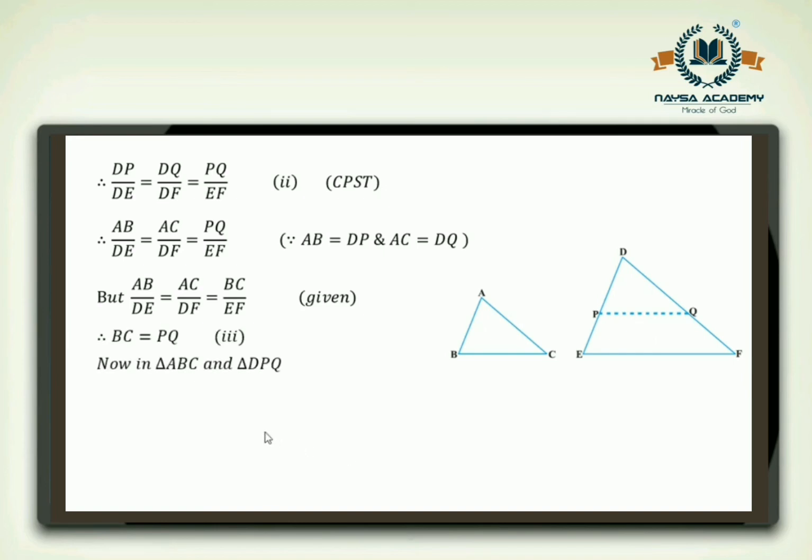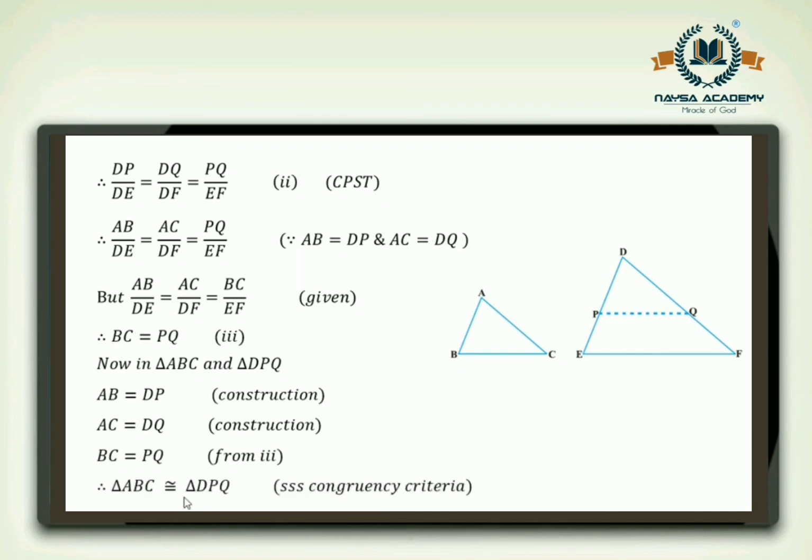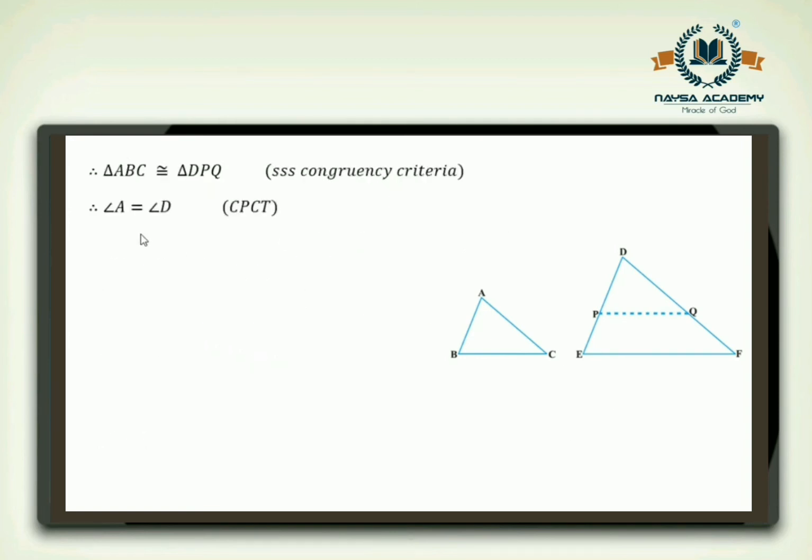Now we will take triangle ABC and we take triangle DPQ. Now in these two triangles, AB equal to DP, it is construction, AC equal to DQ, this is also construction, and just now we have proved that BC equal to PQ. So triangle ABC and triangle DPQ are congruent by SSS congruency criteria. So I have angle A equal to angle D because these two triangles are congruent, so their corresponding angles will be equal, and angle B equal to angle P and angle C equal to angle Q.